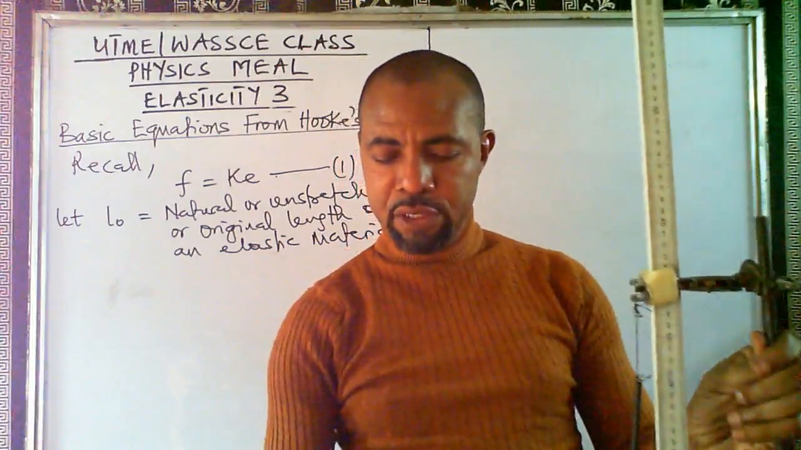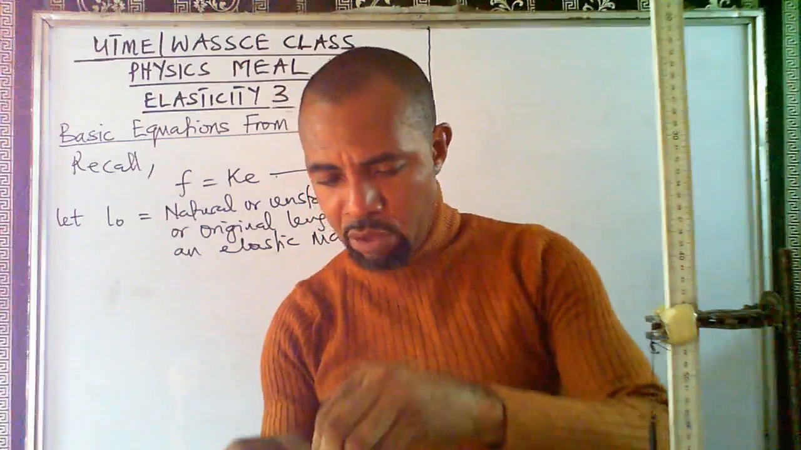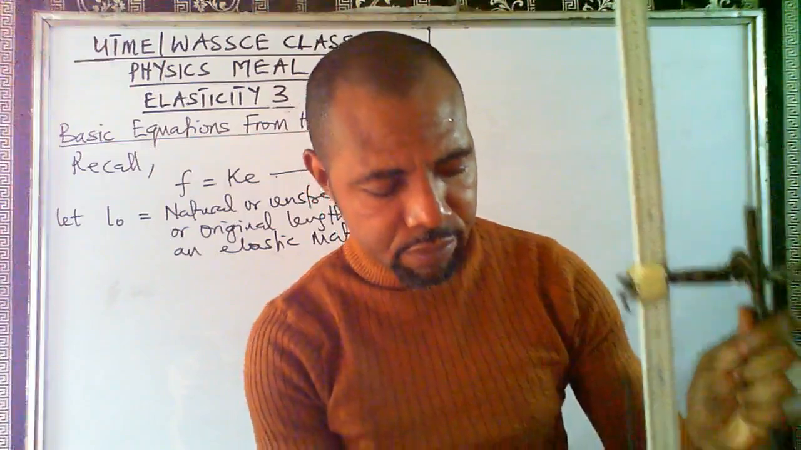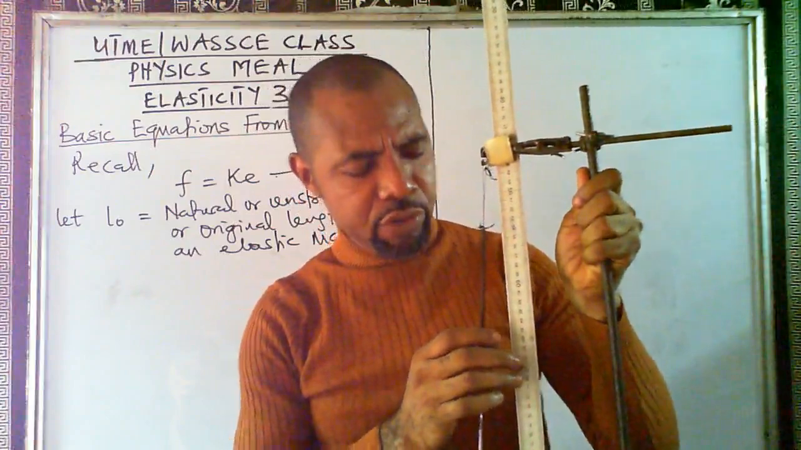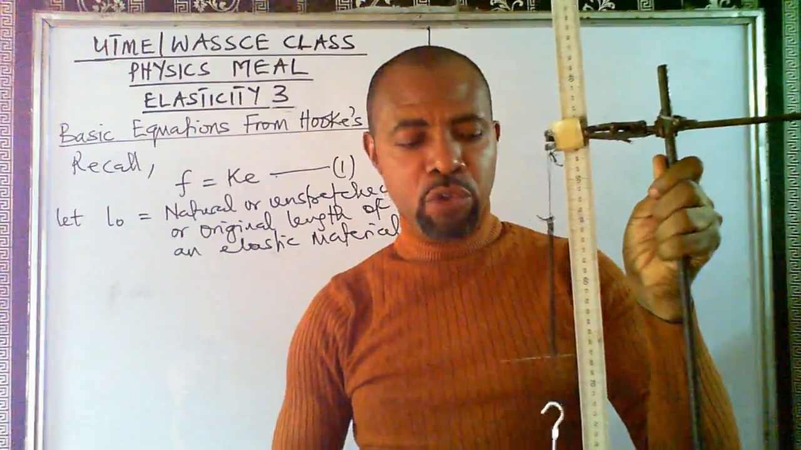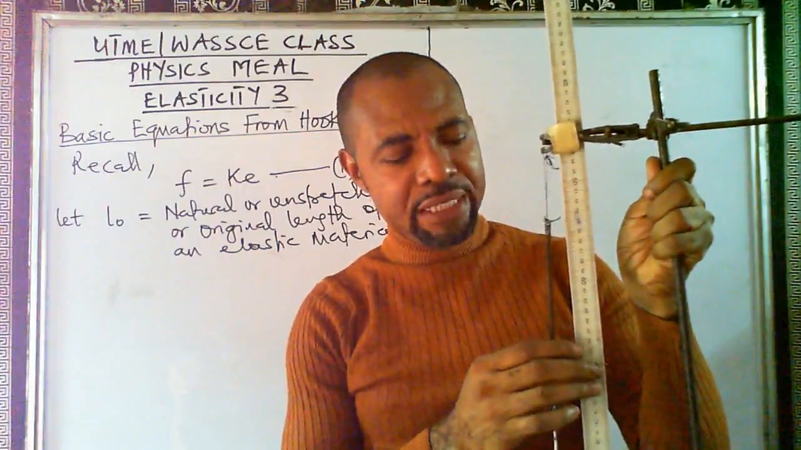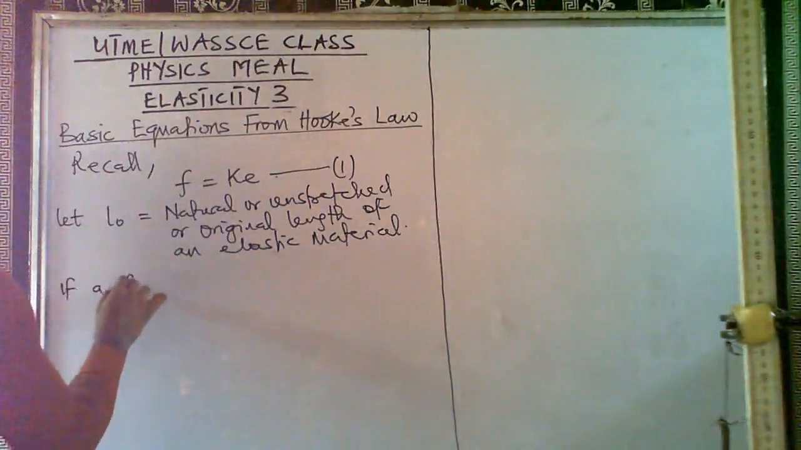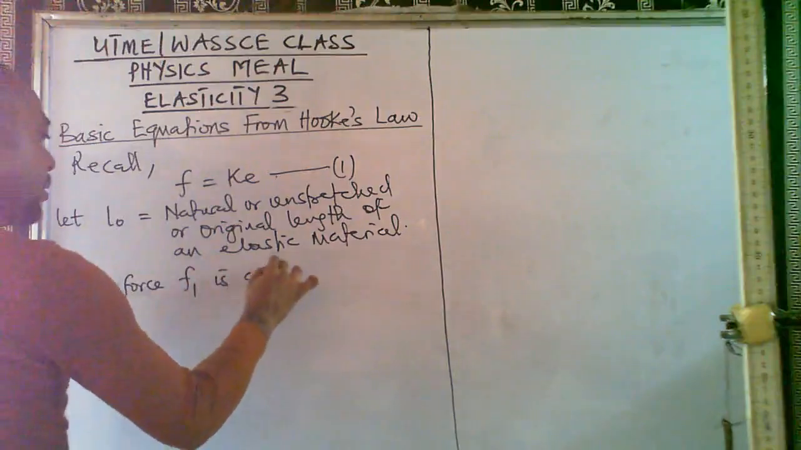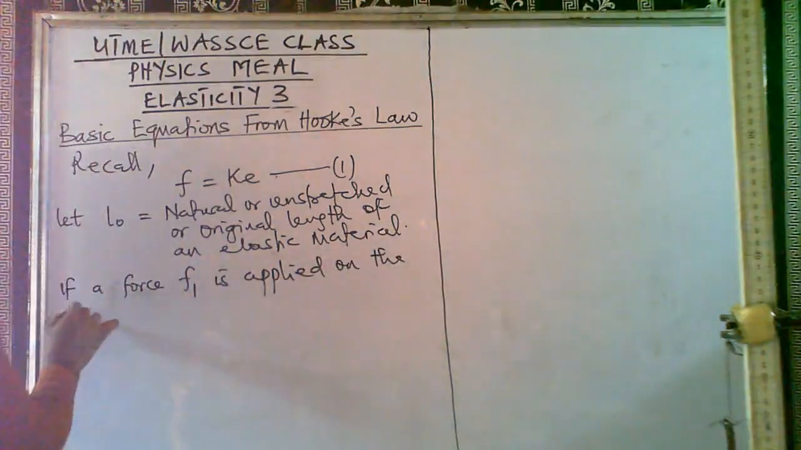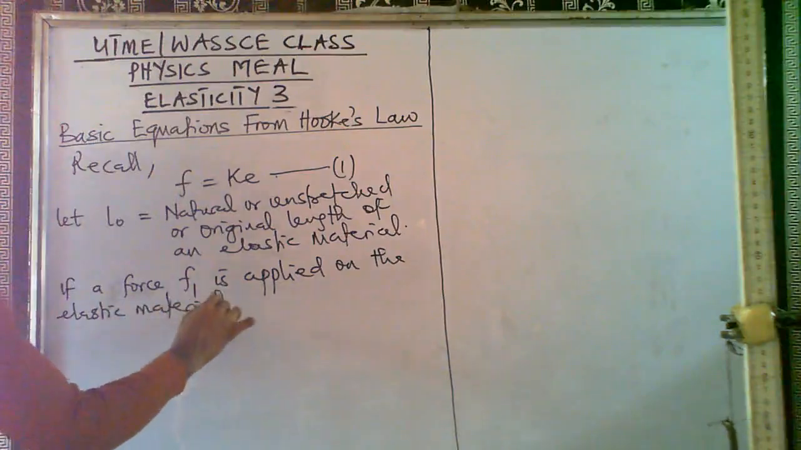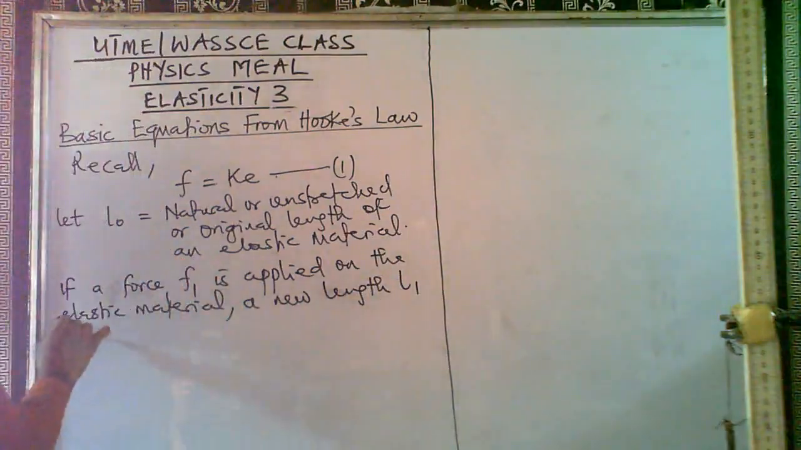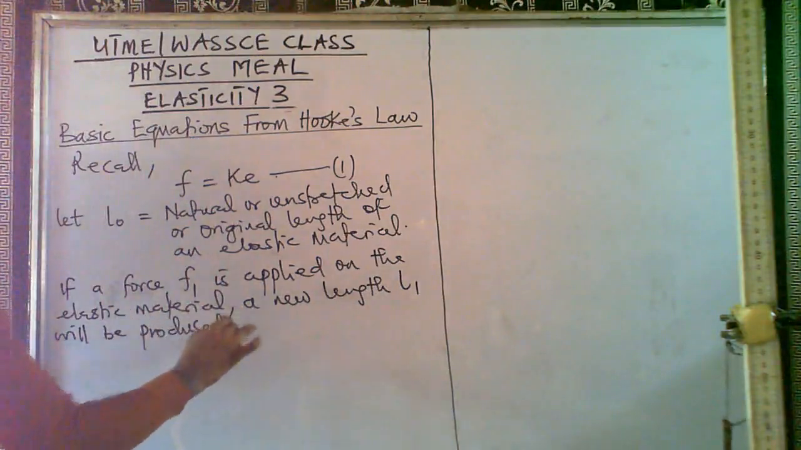Now, if I apply a force on this spring, let's say I apply the force. This force will produce a new length, right? So this force will cause an extension, and this extension will make the spring have a new length. So if a force F1 is applied on the elastic material, a new length L1 will be produced.